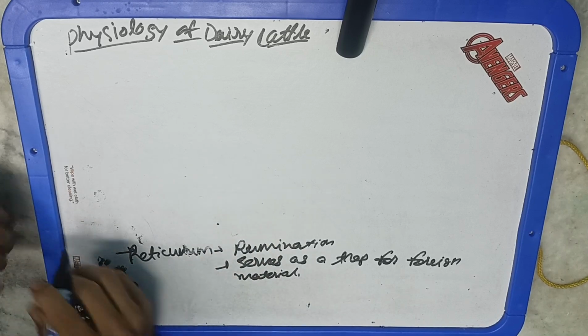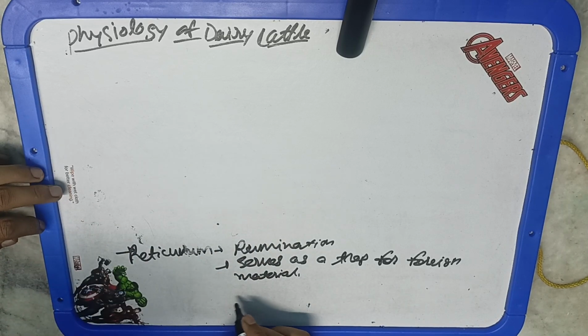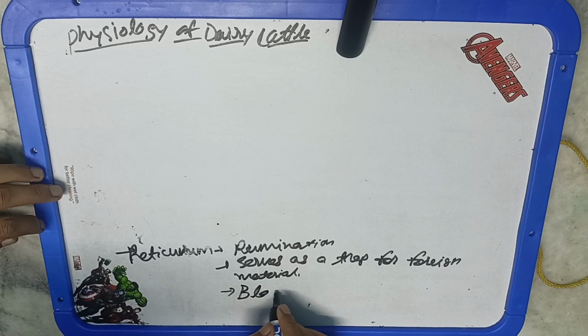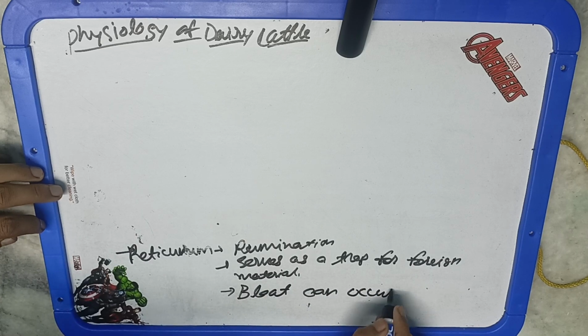Okay, bloat can occur if the cows can't eructate, due to rapid feed changes, causing gaseous bloat, or due to grazing on clover or alfalfa, where frothy bloat generally happens.